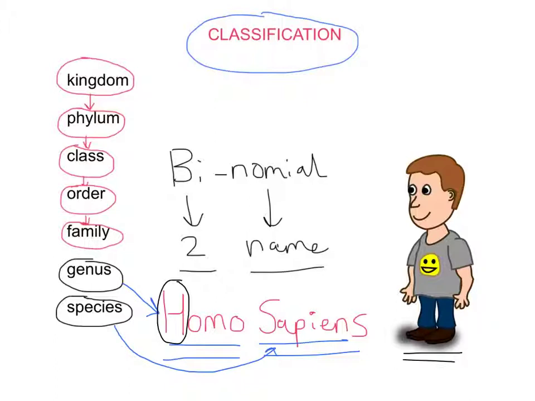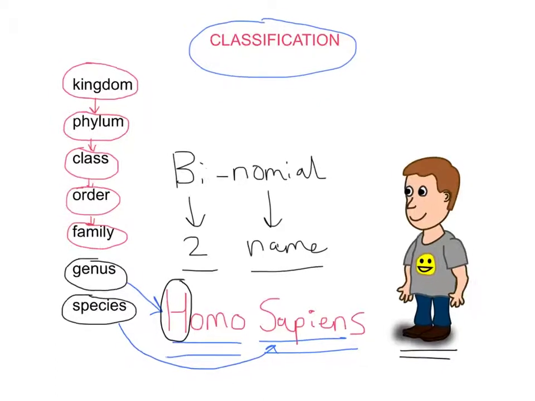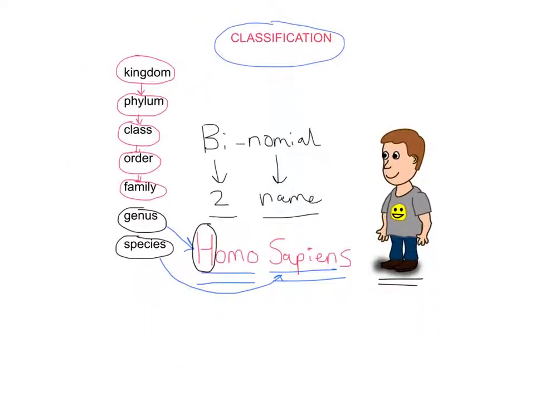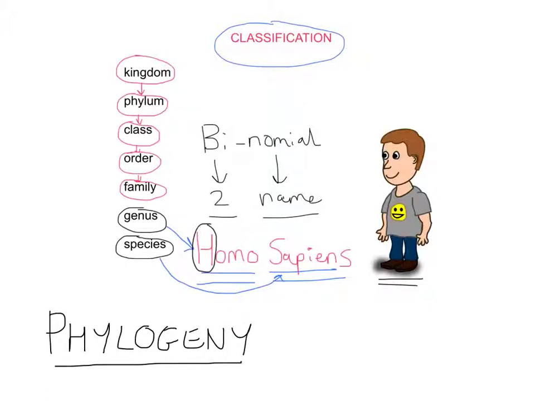Okay, so let's think about something called phylogeny. This is one key word that is brought up more at Key Stage 4 and Key Stage 5. Phylogeny is the proper scientific term for the evolutionary relationships between organisms. So when we study these evolutionary relationships, what we're studying is their phylogeny.